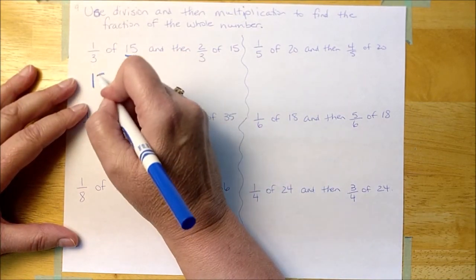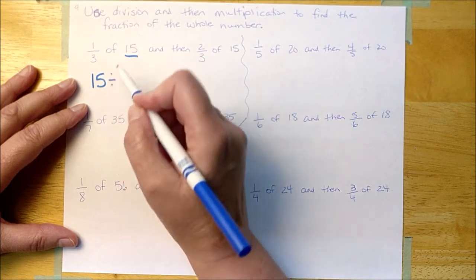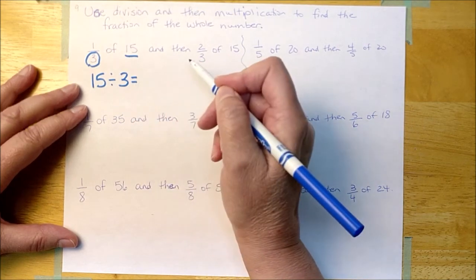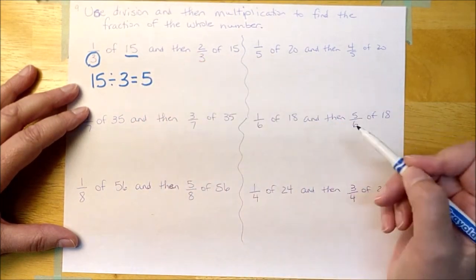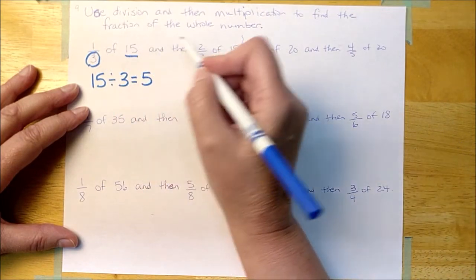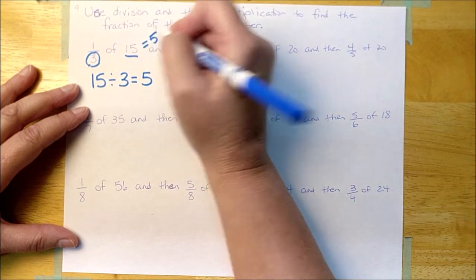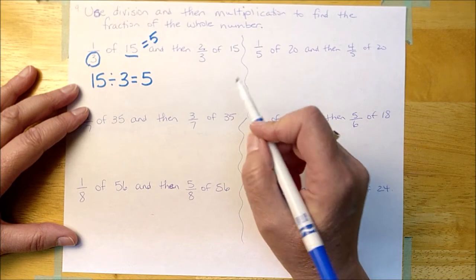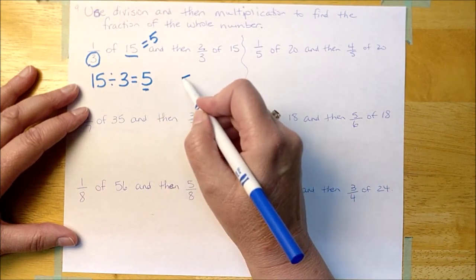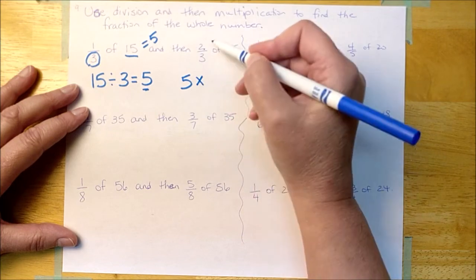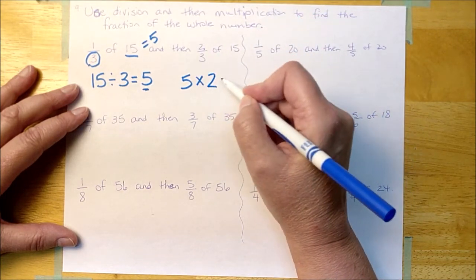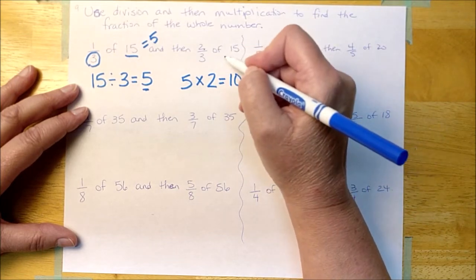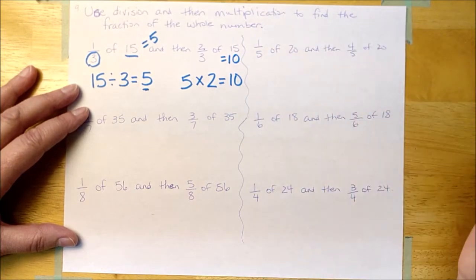So 15 is how many I have. So that's my first number, and I'm going to divide it into this many groups. So that means each group is going to have 5 in it. So 1/3 of 15 equals 5. But now they tell me I'm not going to get one group, I'm going to get 2 of those groups. So I know that each group has 5. So I'm going to take my 5 and multiply by how many groups I get, which is 2. And 5 times 2 is 10. So if I had 2/3 of 15, I would get 10.